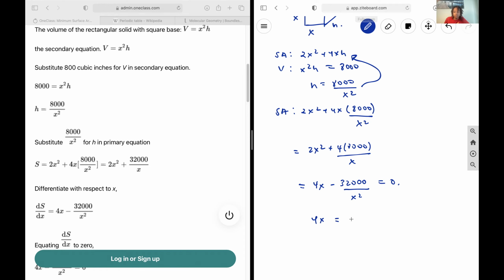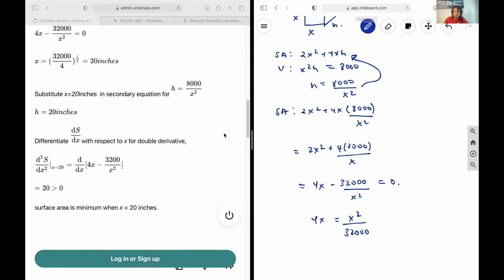And so we get 4x is equal to x squared over that. And then we are going to cancel our x terms to get 4 is equal to x over this. Sorry, my apologies. And this will lead us to the conclusion that x is equal to 20.